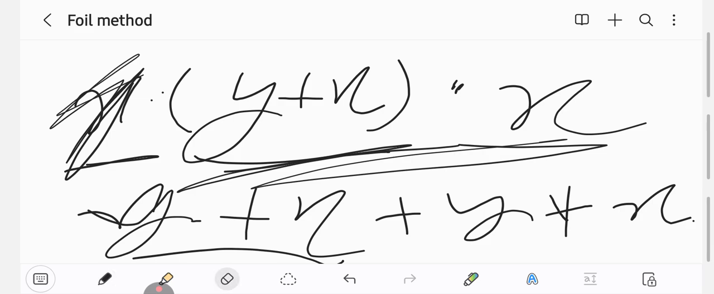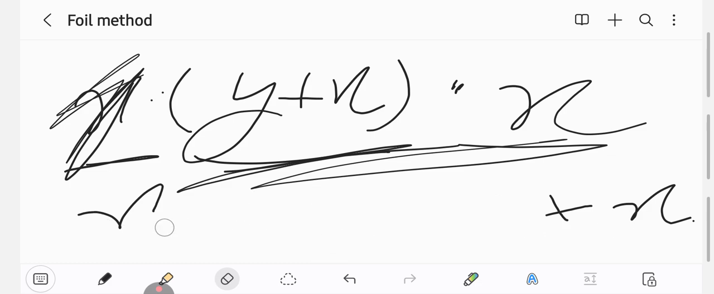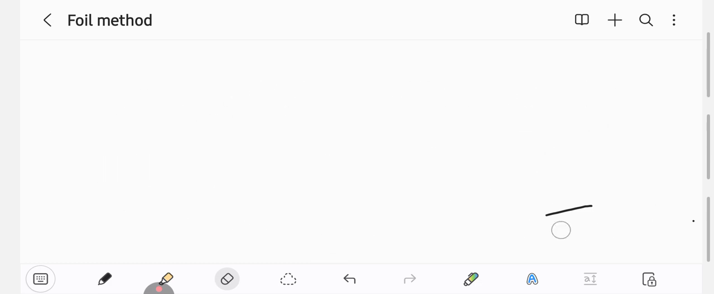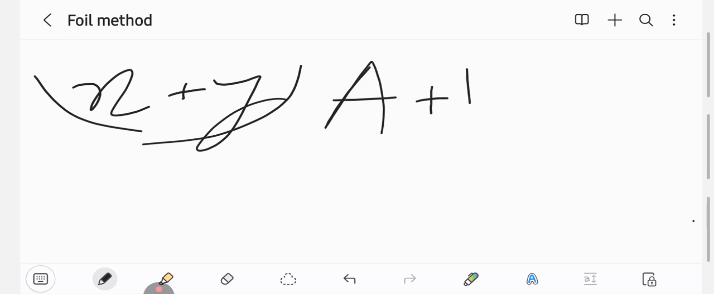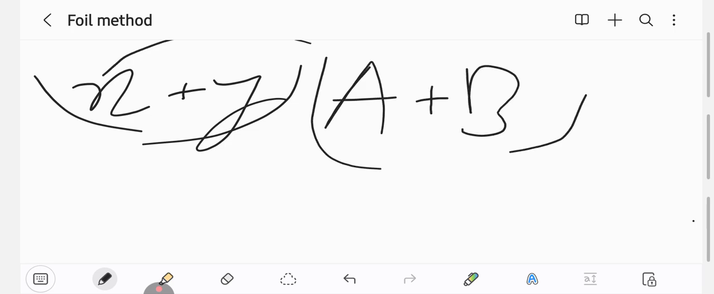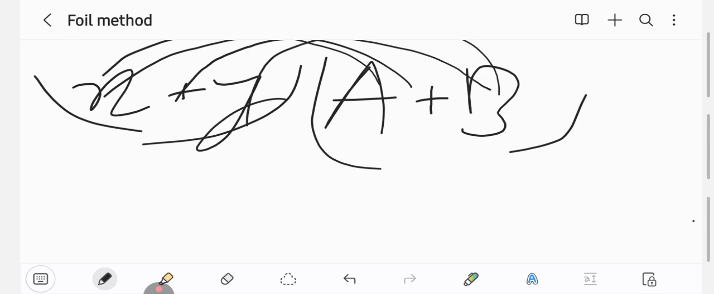Now let us get into the FOIL method problem. When you do the FOIL method and you have x plus y times a plus b, suppose two variables, you multiply with this one, then this one, then this one, then this one. But why in this very specific way? It's actually a very simple way. What we are doing is just skipping some steps here.